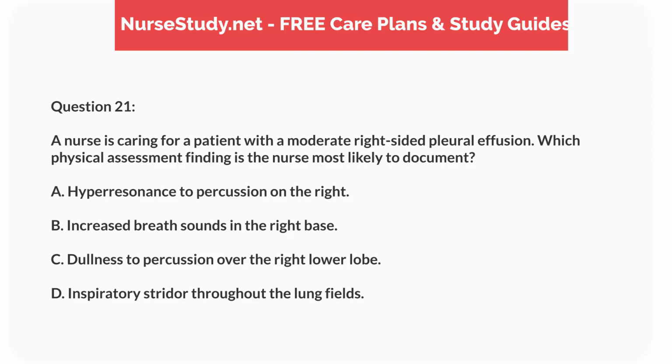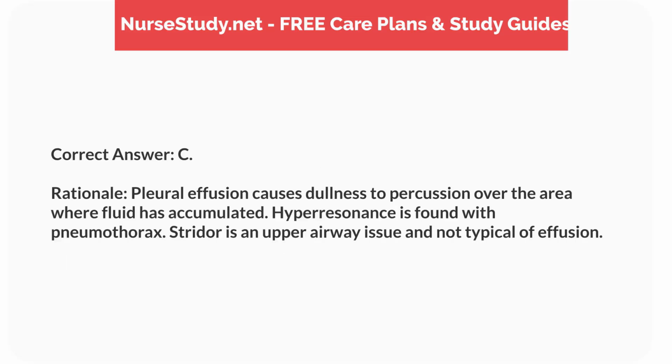Question 21. A nurse is caring for a patient with a moderate right-sided pleural effusion. Which physical assessment finding is the nurse most likely to document? A. Hyperresonance to percussion on the right. B. Increased breath sounds in the right base. C. Dullness to percussion over the right lower lobe. D. Inspiratory stridor throughout the lung fields. Correct answer, C. Rationale: pleural effusion causes dullness to percussion over the area where fluid has accumulated. Hyperresonance is found with pneumothorax. Stridor is an upper airway issue and not typical of effusion.